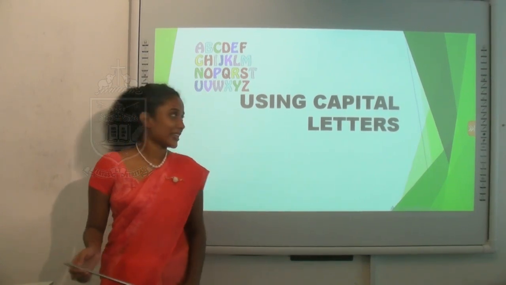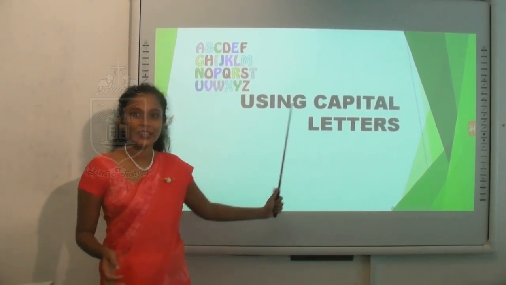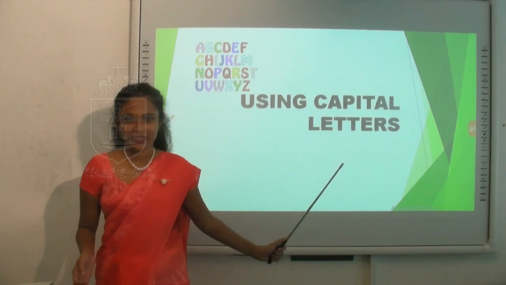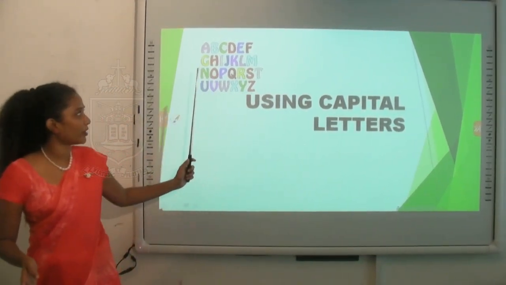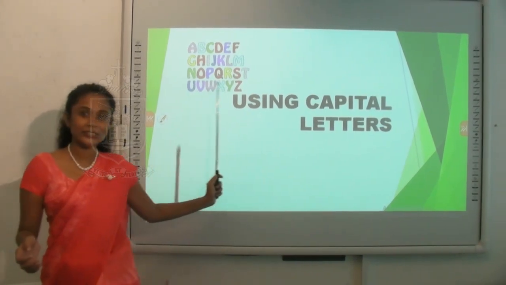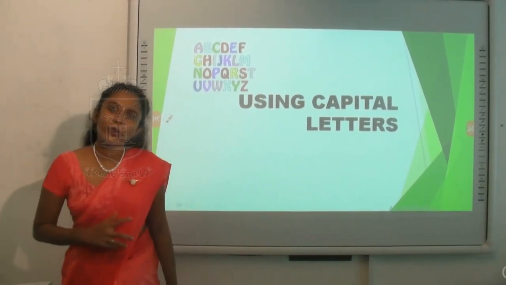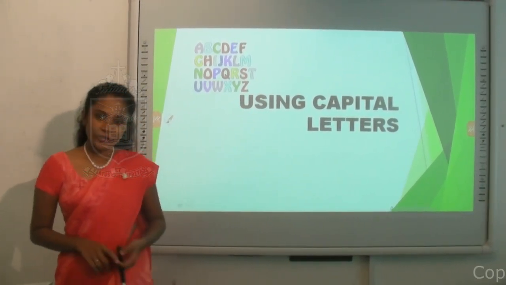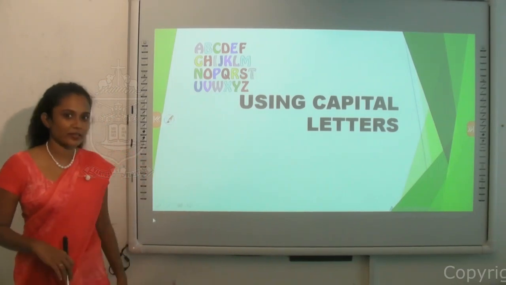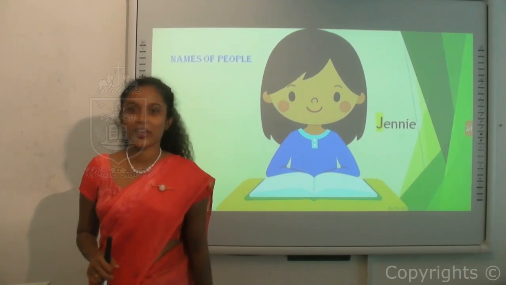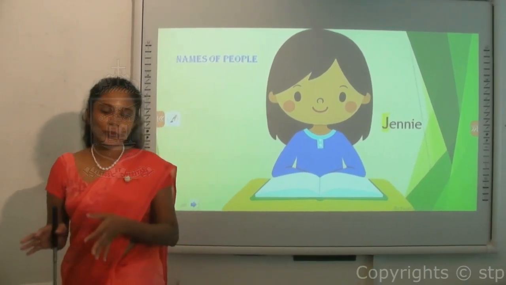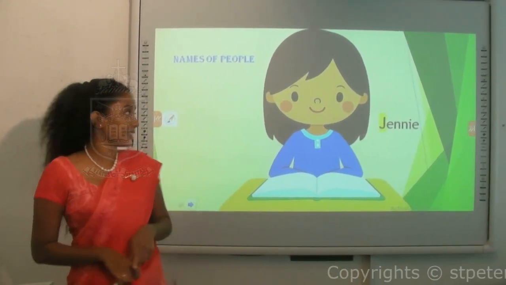Today's lesson is using capital letters. Here you can see at the corner there are some capital letters. So how do we use them? Can we use them everywhere in the sentence? No. We have to use them in different places, just like this.